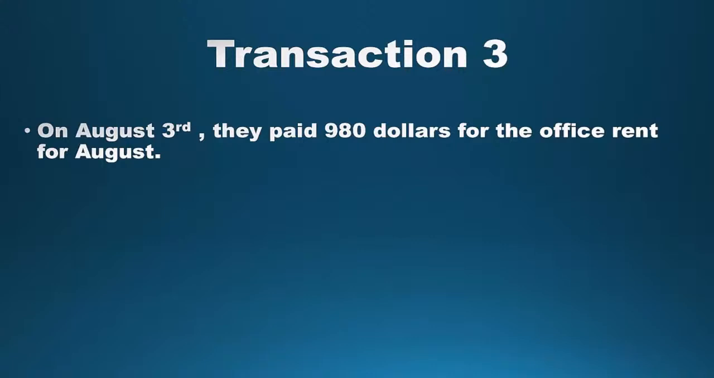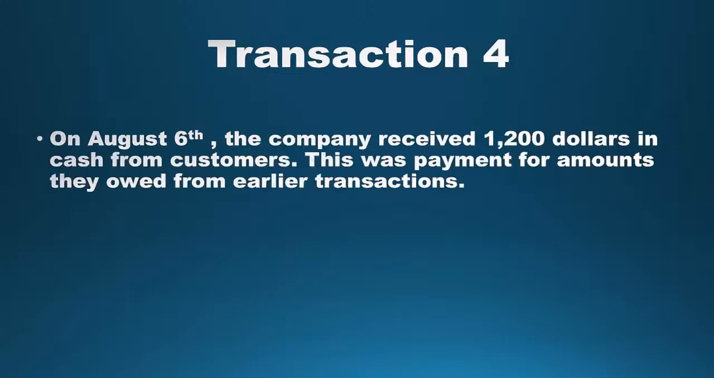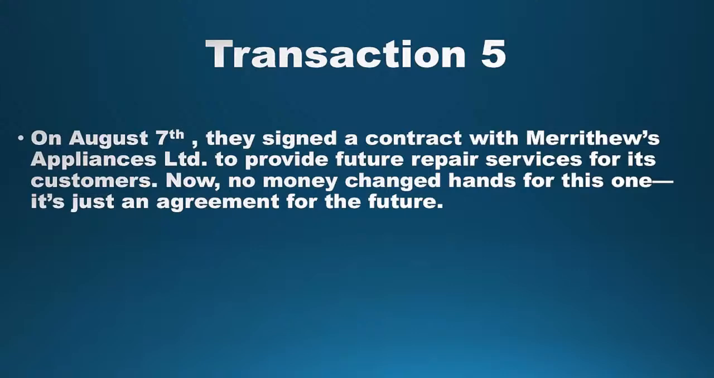3. On August 3rd, they paid $980 for the office rent for August. 4. On August 6th, the company received $1,200 in cash from customers. This was payment for amounts they owed from earlier transactions. 5. On August 7th, they signed a contract with Merithew's Appliances Ltd. to provide future repair services for its customers. Now, no money changed hands for this one. It's just an agreement for the future.